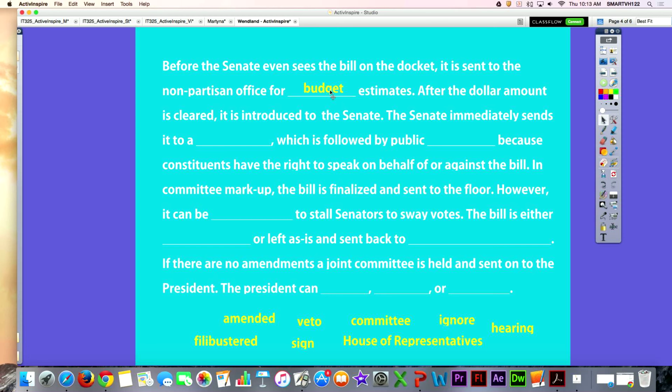The Senate immediately sends it to a committee, just like the House, because they don't know what will impact them.